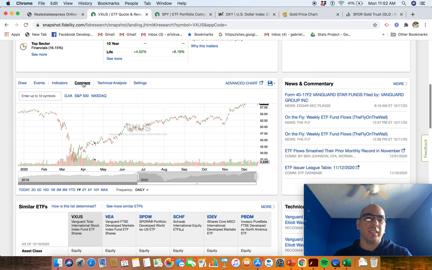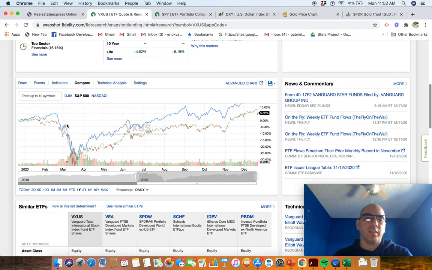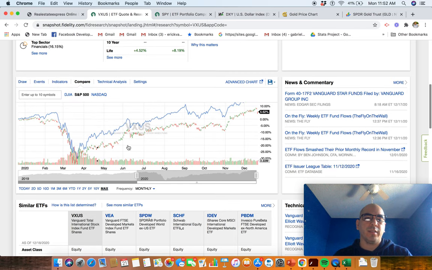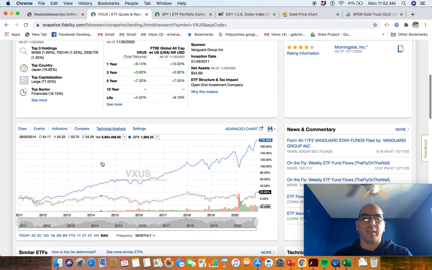If we compare it to the S&P 500, then we see the max. Again, it looks like the international stock has performed about 4.25% since the life of the fund, and the S&P 500 has grown to about 9% compared to the ETF. Okay, so there you have it.